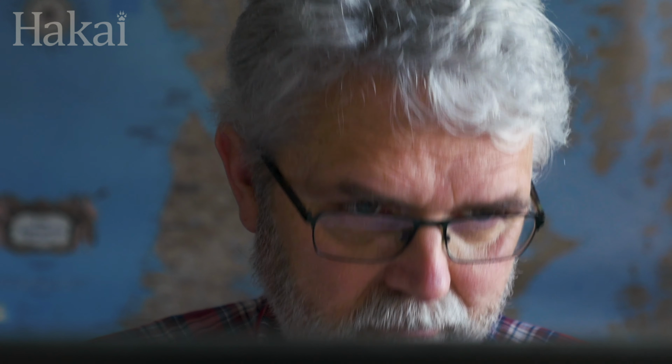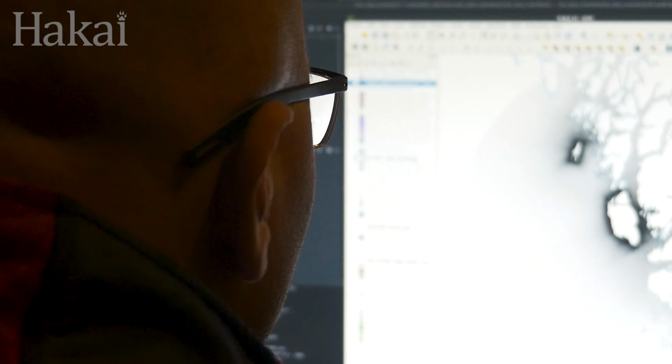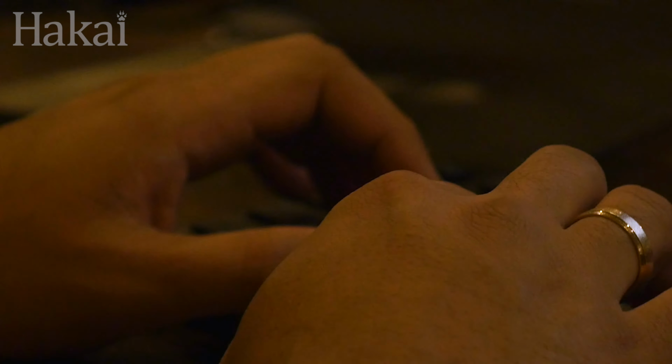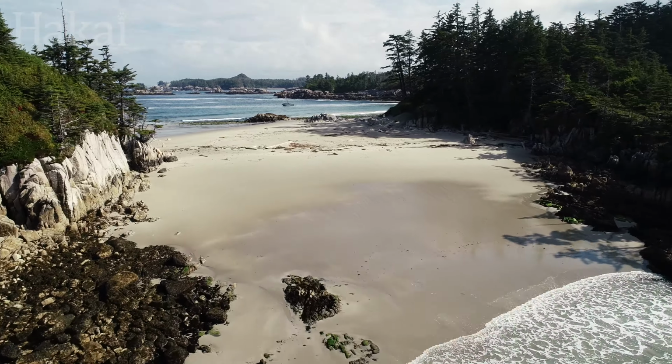And it occurred to me that with Hakai's work on the Central Coast, there was an opportunity there. Hakai oceanographer Pramod Thupaki took up the challenge and has created a numerical model for the Central Coast of British Columbia. And the applications of this work are vast.